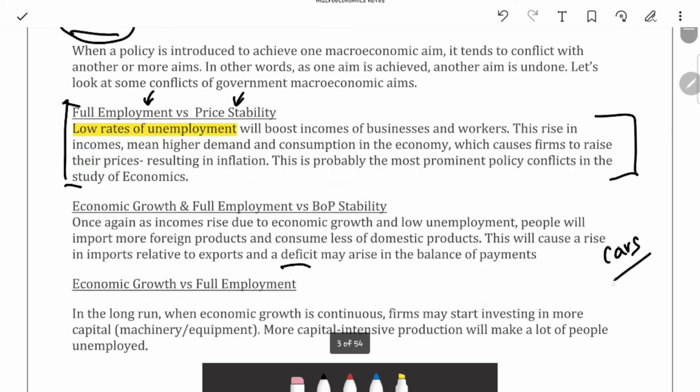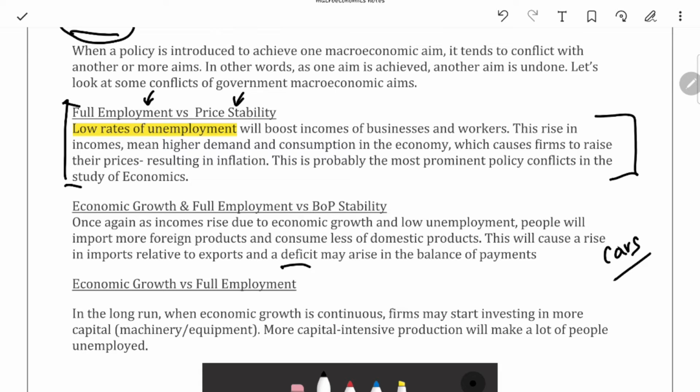Okay, the last one is the economic growth versus the full employment. Now, economic growth is, again, I keep reminding you these terms because we will be referring to these terms again and again. That's why I'm repeating the meanings of each of them so that it sticks into your head. Economic growth is increasing output. Full employment is having more workers, okay?